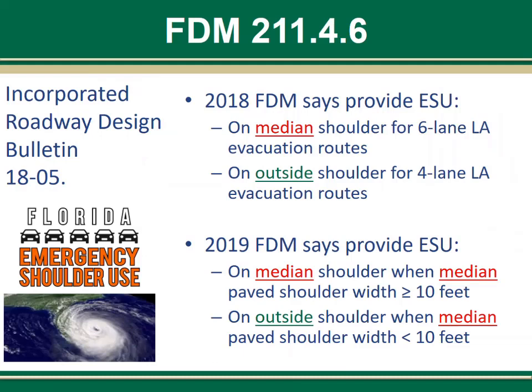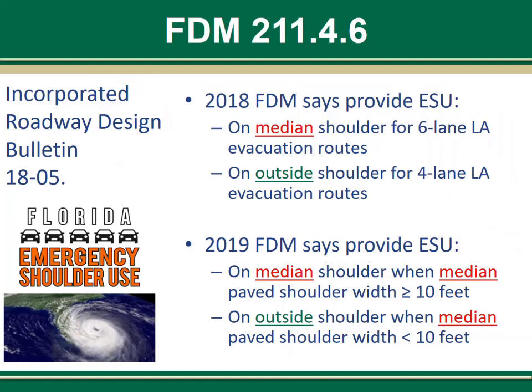In April of 2018, we released Roadway Design Bulletin 1805, which implemented a new policy on emergency shoulder use for limited access facilities and included new language for this section. These ESU routes are specifically identified on the department's emergency management website. Prior to the April bulletin, the requirement was to provide for ESU on the median shoulder on 6-lane limited access evacuation routes, and on the outside shoulder on 4-lane limited access evacuation routes.